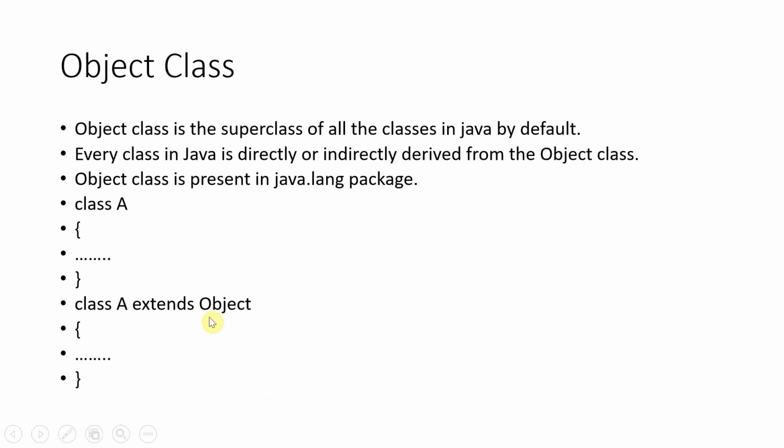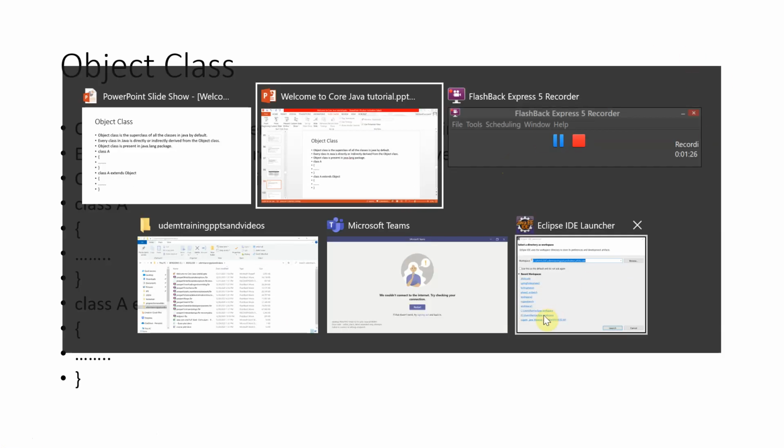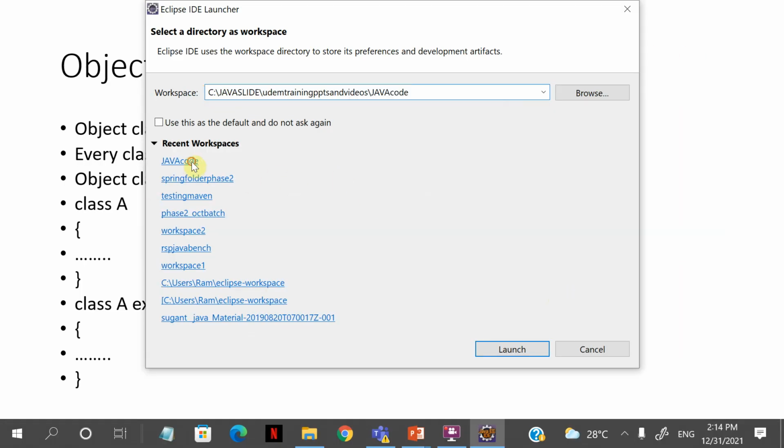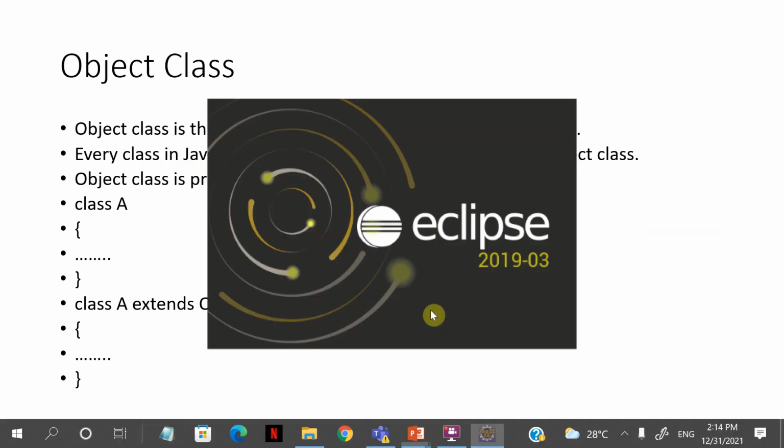Now let's take a look. If you create a class, it basically extends object. You can't see this, but it is automatically there. Okay, what I'm saying is, when you create a new class, all the classes that we have created so far, all of them will be having an extension of that object class.